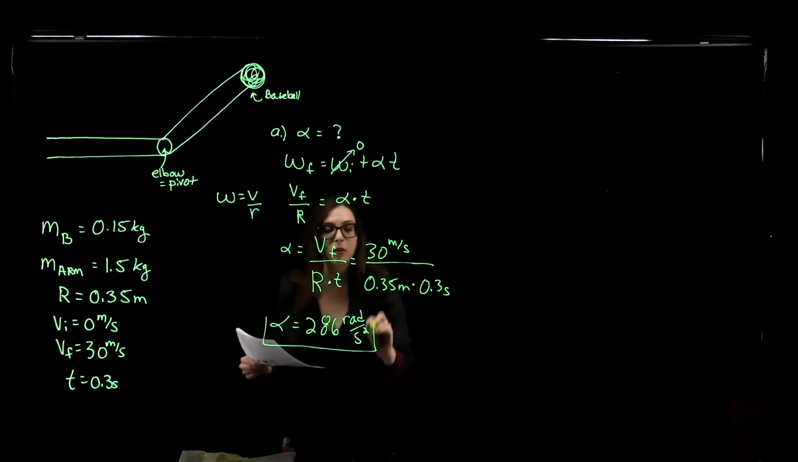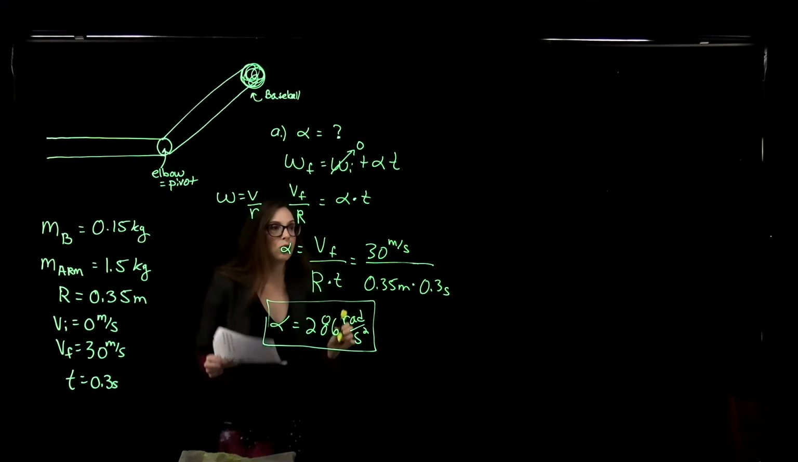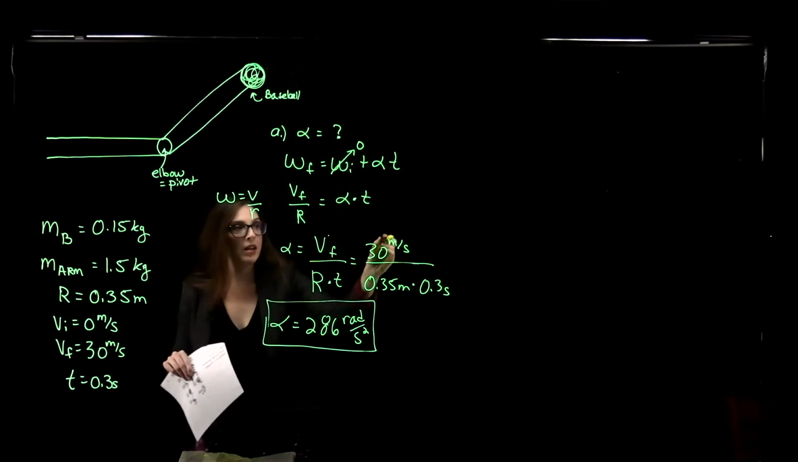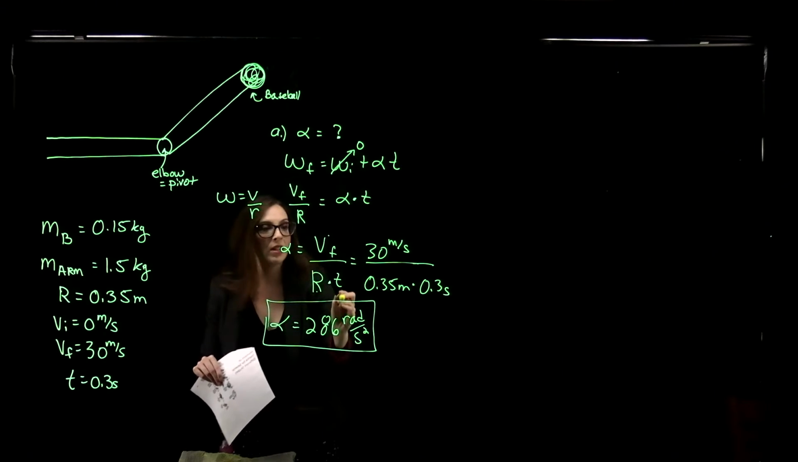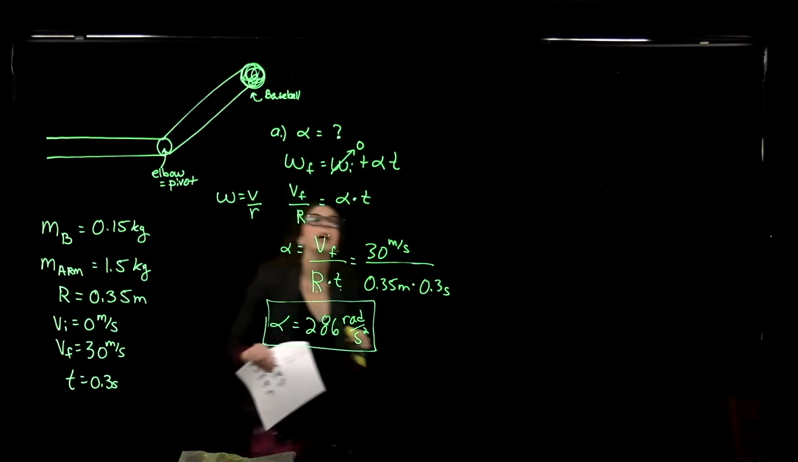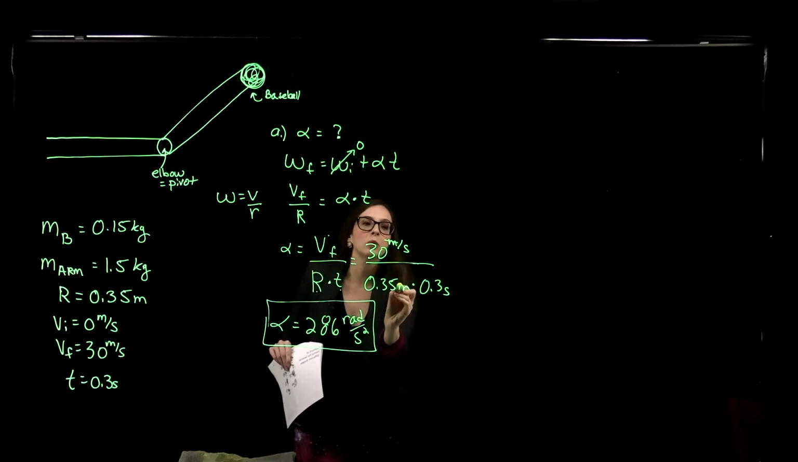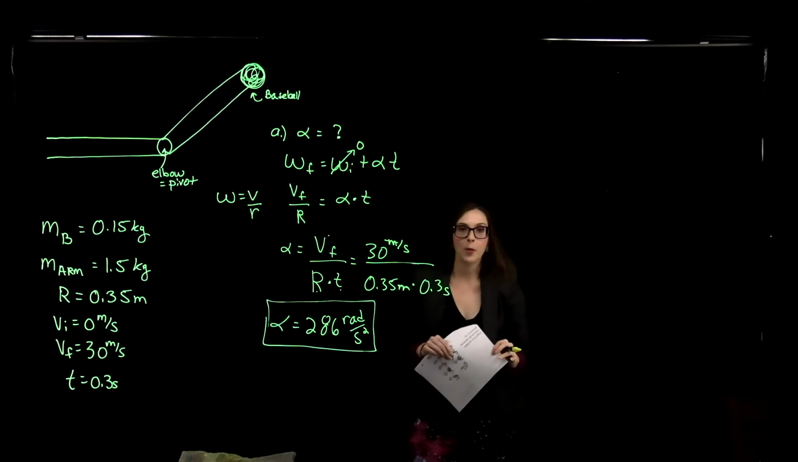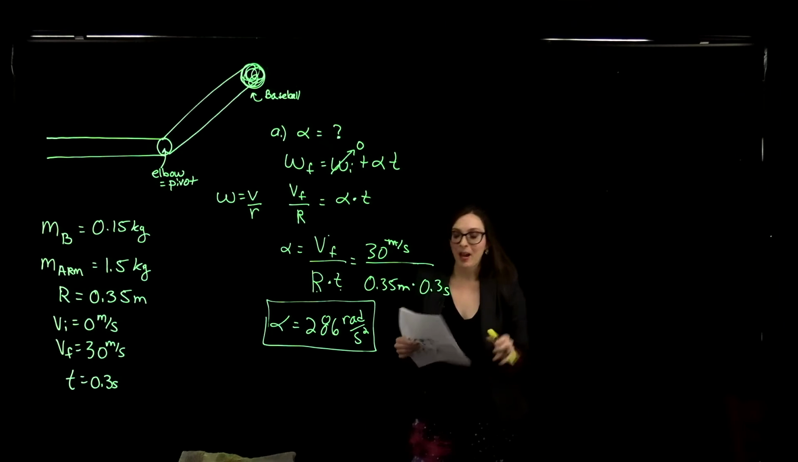Our angular acceleration will always have units of radians over seconds squared, okay? If we put velocity here in meters over second, distance in meters, and time here, okay? Because technically here the meter cancels with the meter, and we're left with units of radians over seconds squared, okay? So that's part A.